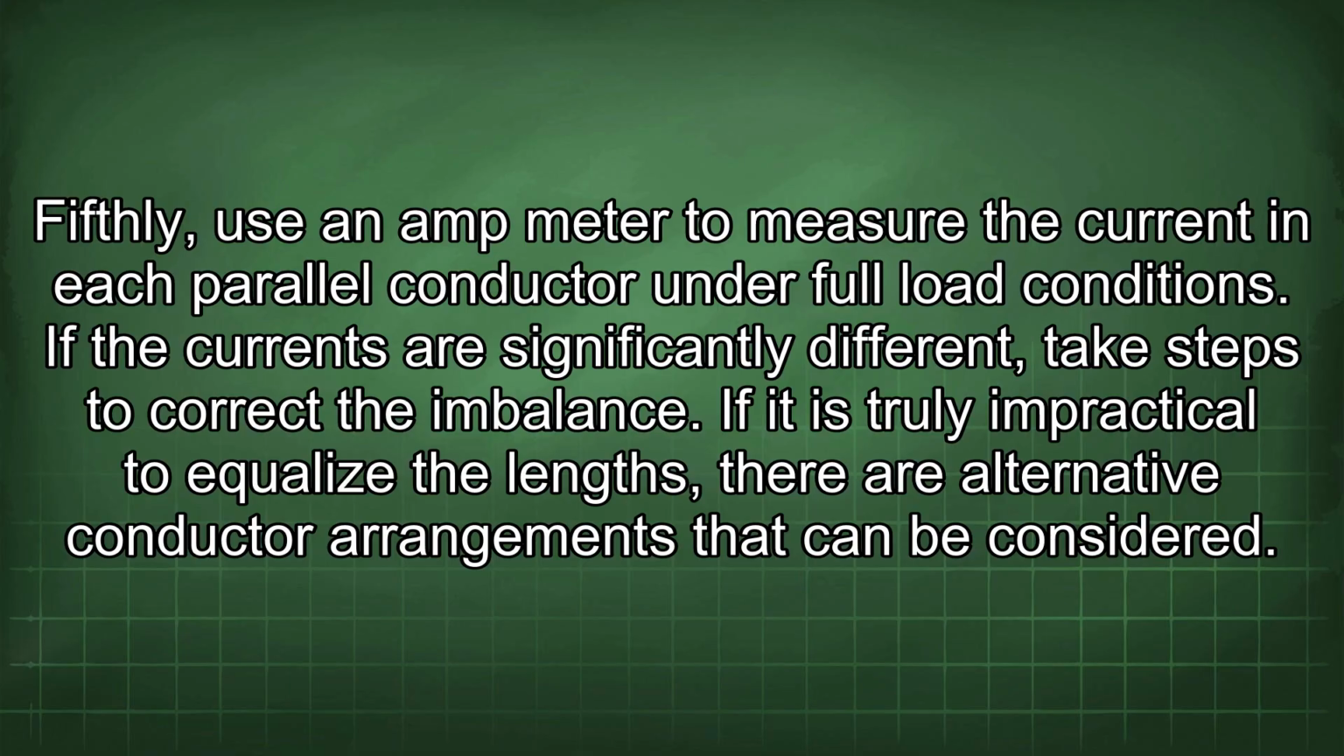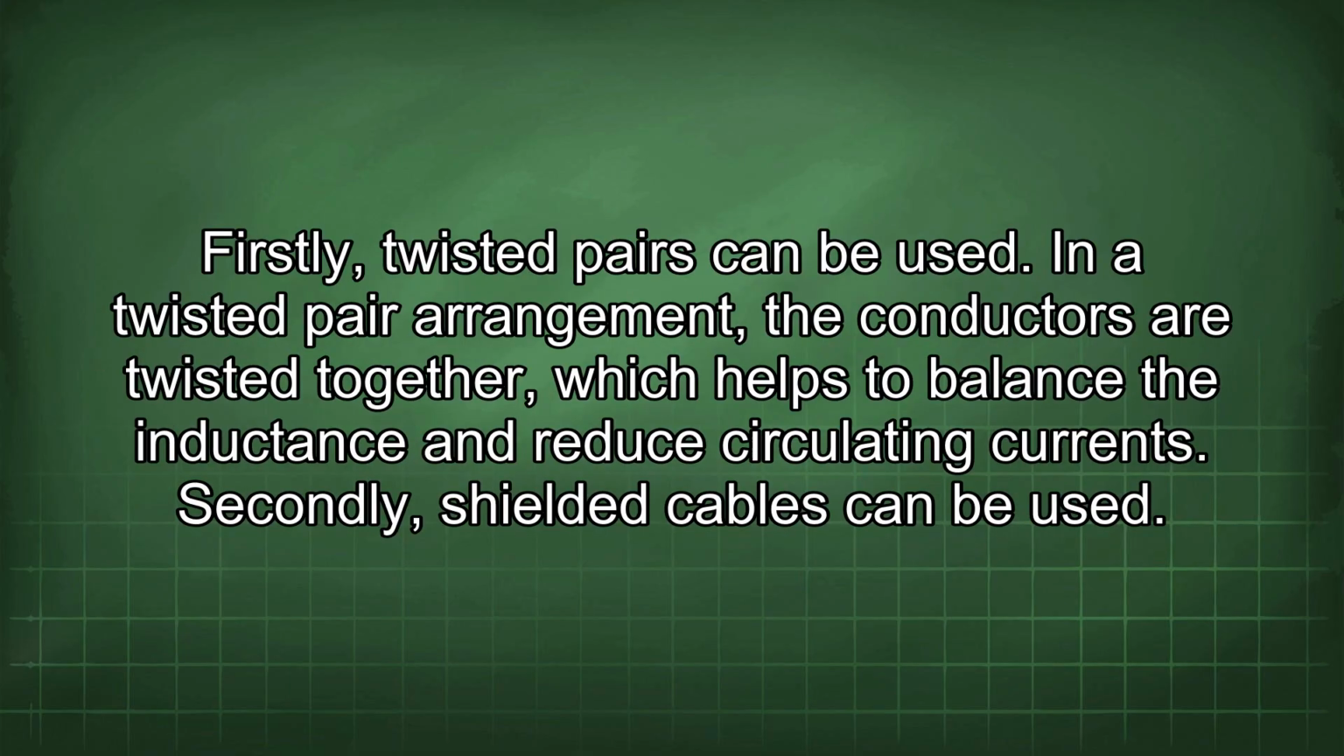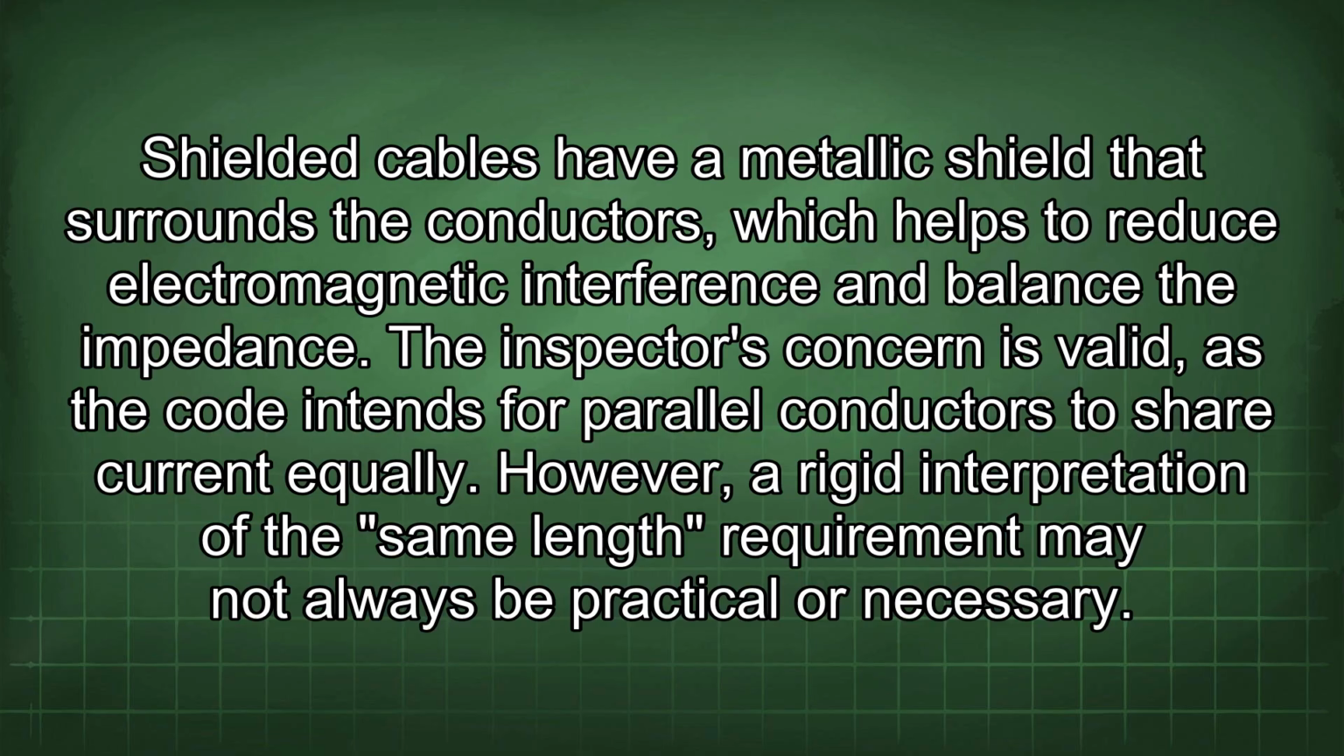If it is truly impractical to equalize the lengths, there are alternative conductor arrangements that can be considered. Firstly, twisted pairs can be used. In a twisted pair arrangement, the conductors are twisted together, which helps to balance the inductance and reduce circulating currents. Secondly, shielded cables can be used. Shielded cables have a metallic shield that surrounds the conductors, which helps to reduce electromagnetic interference and balance the impedance.